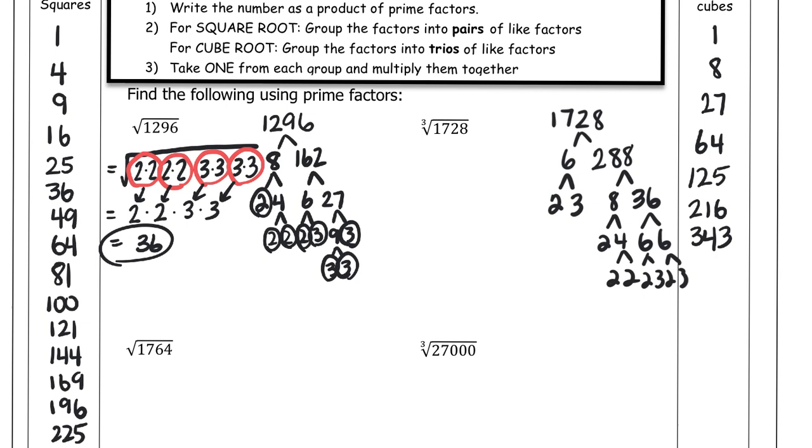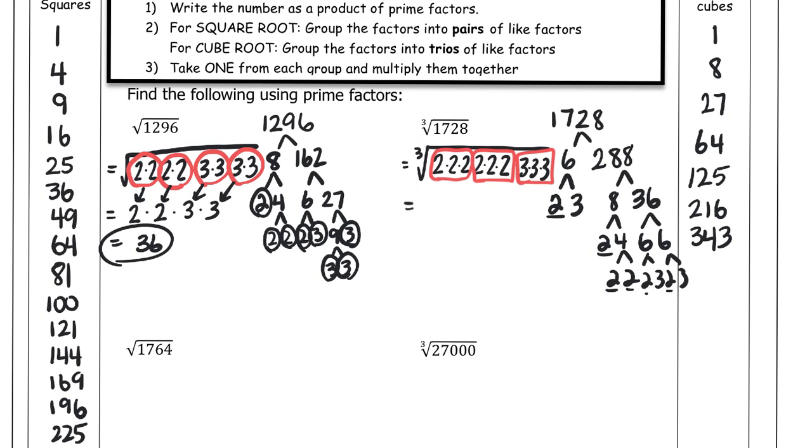Okay, so now my cube root of 1728 is the same as the cube root of... Now, I like to write like factors next to each other. So I have a total of 6 2's, 1, 2, 3, 4, 5, 6, and 3 3's, 1, 2, 3. Now remember, for cube roots, we're going to group them into trios because I'm looking for 3 things that multiply together. So I have a group of 3 2's here, a group of 3 2's here, and a group of 3 3's.